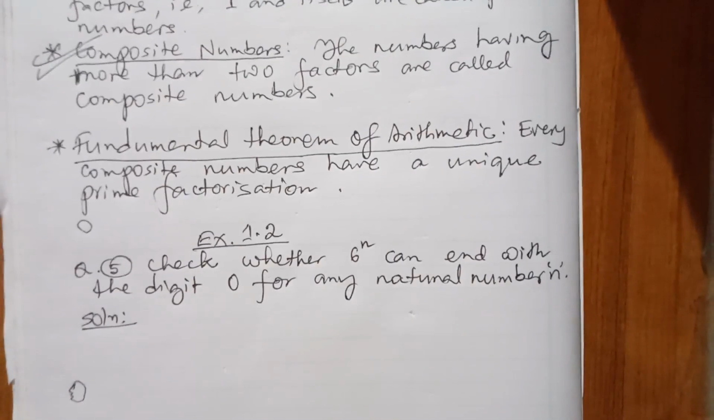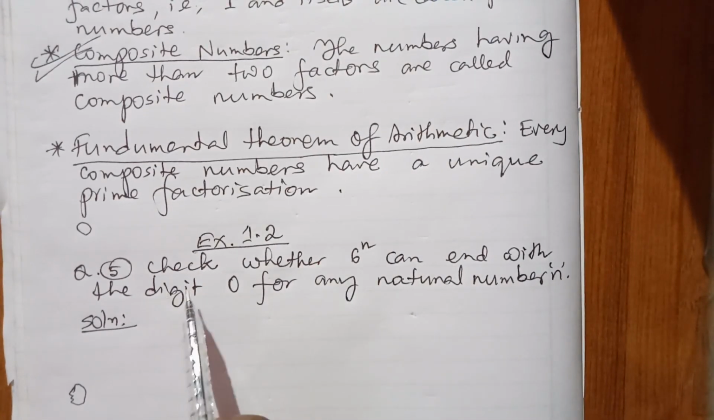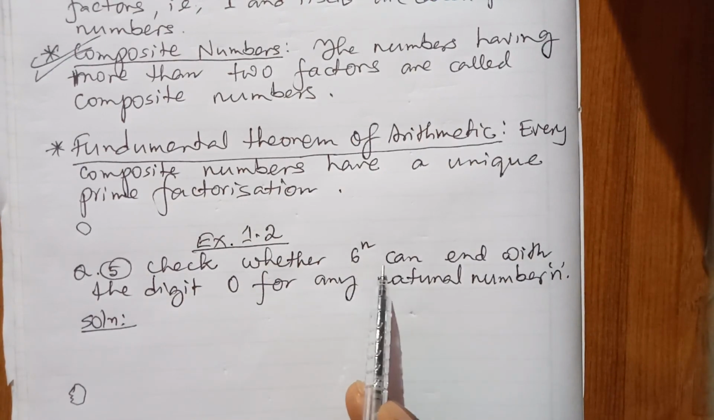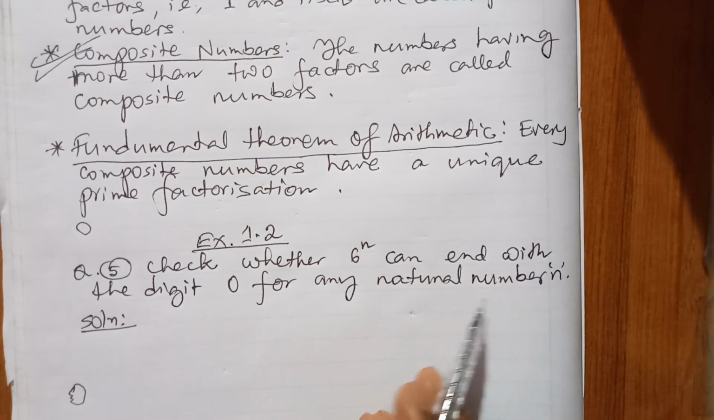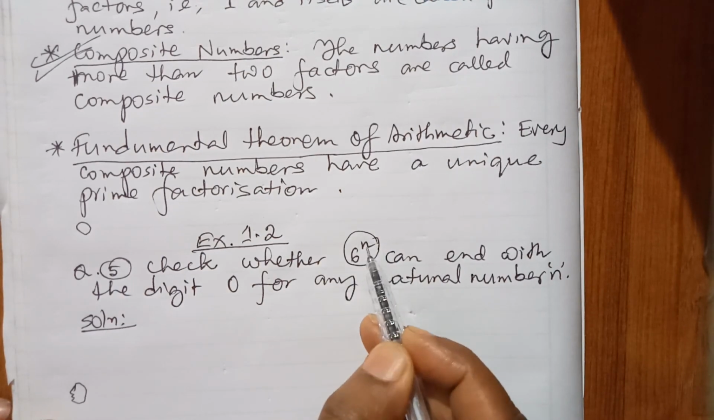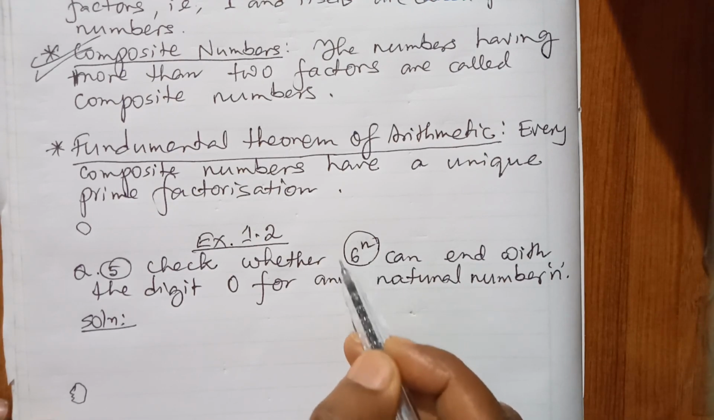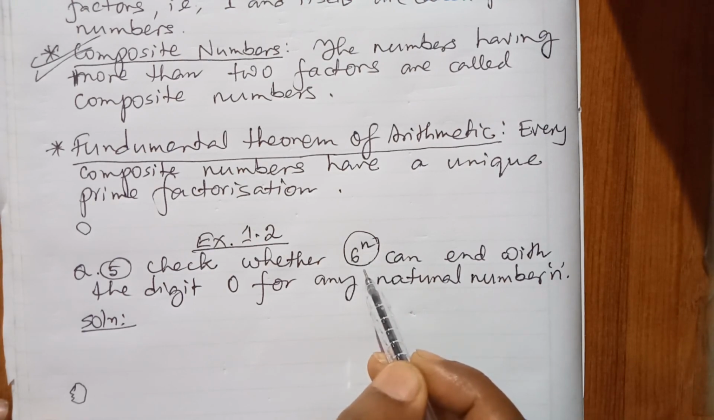So today's first question is number 5. Question number 5 says: check whether 6 to the power n can end with the digit 0 for any natural number n. So whatever natural number you put as the power n, and you simplify, will you get 0 at the end or not, that you have to check.